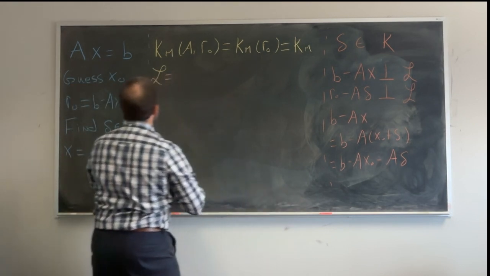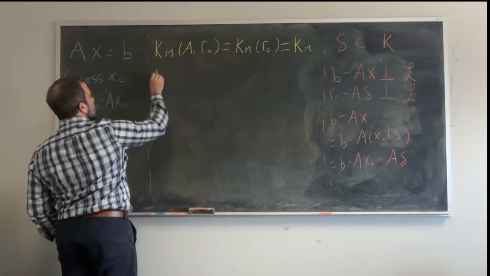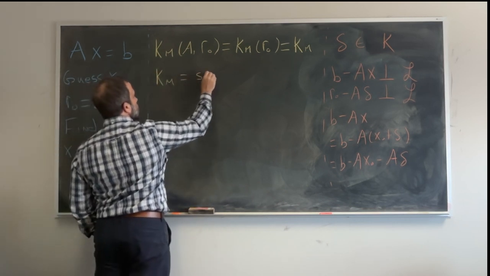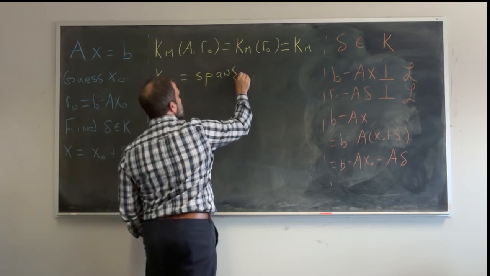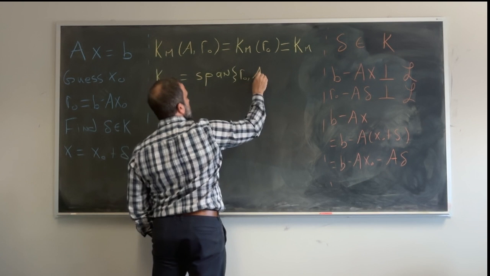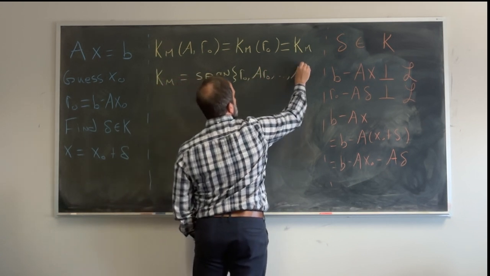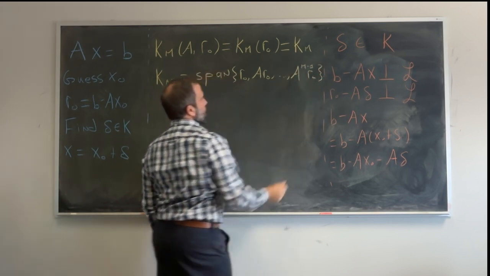K sub m is going to be equal to the span of the vectors r naught, A r naught, all the way up to A to the power of m minus 1 times r naught.